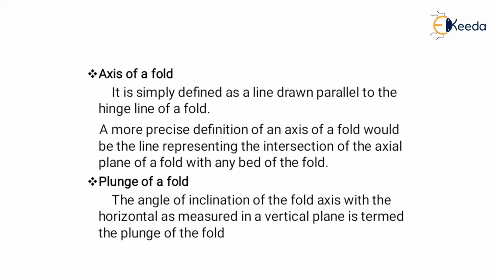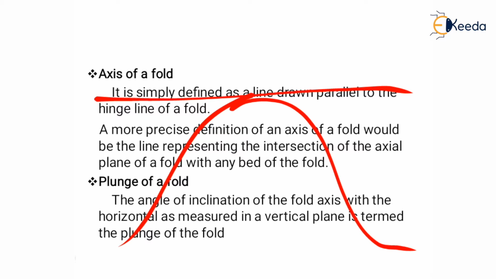Plunge of the fold. The angle of inclination of the fold axis with the horizontal, as measured in a vertical plane, is termed the plunge of the fold. See, this is the surface and this is the fold and this is the vertical plane. So the angle made with the surface is called the plunge of the fold. This is the angle called the plunge of the fold.